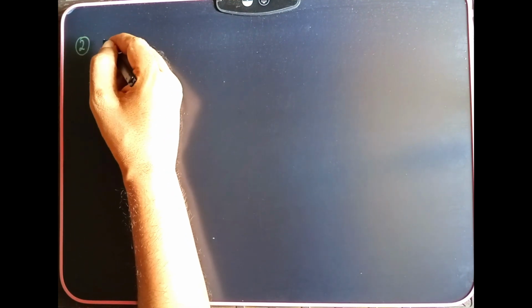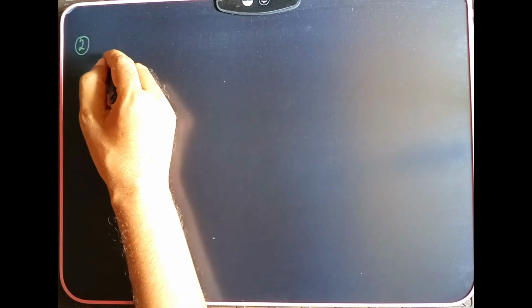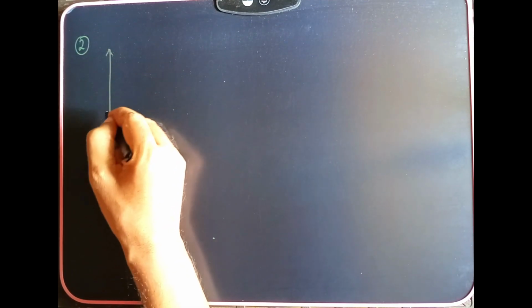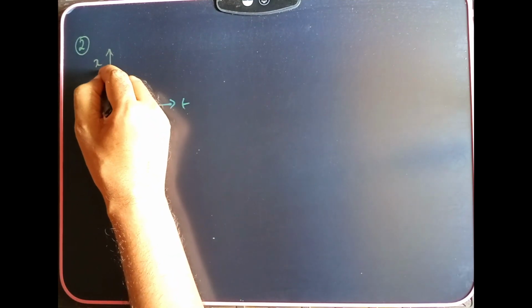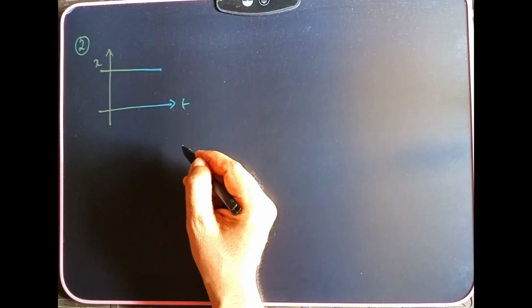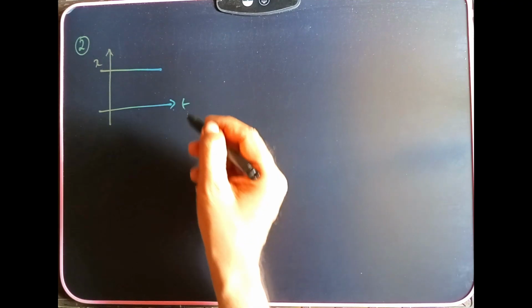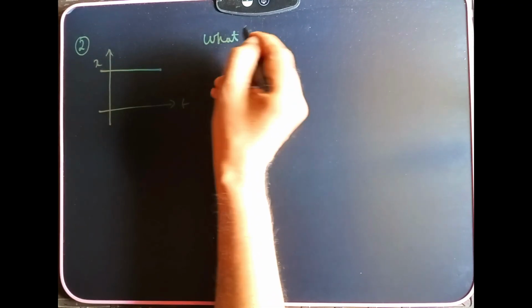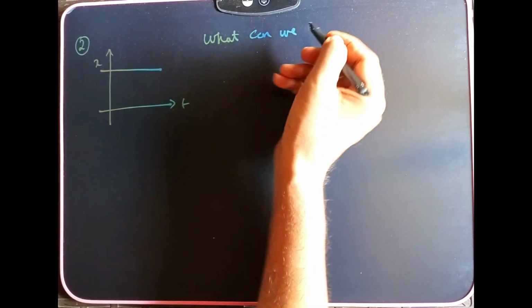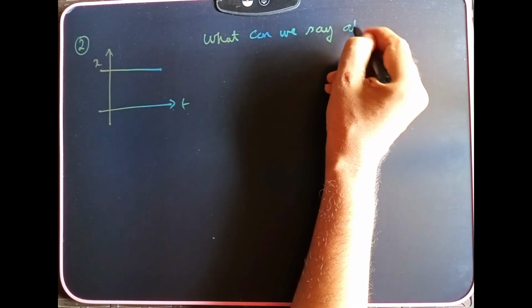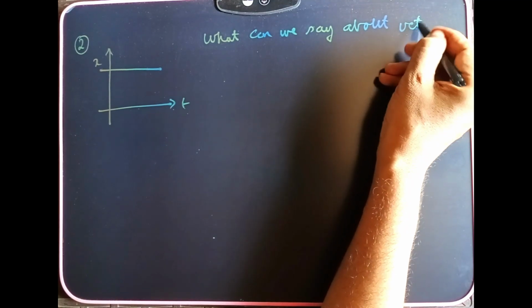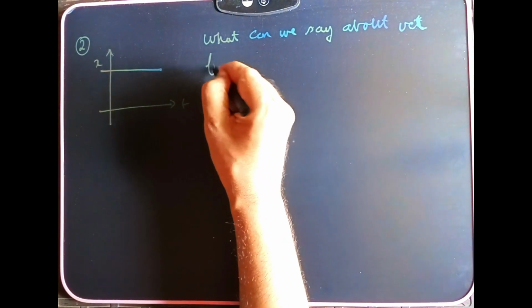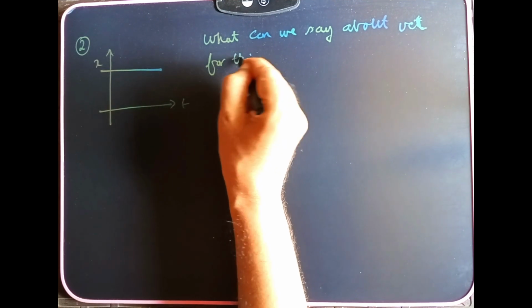Next problem. This is a position time graph given. X, T. What can we say about velocity for this graph?